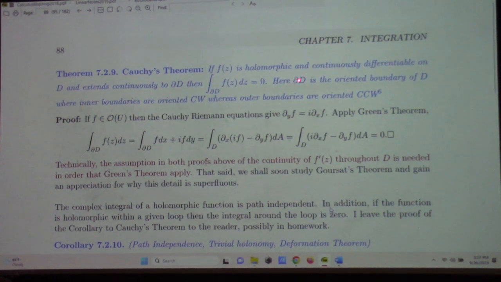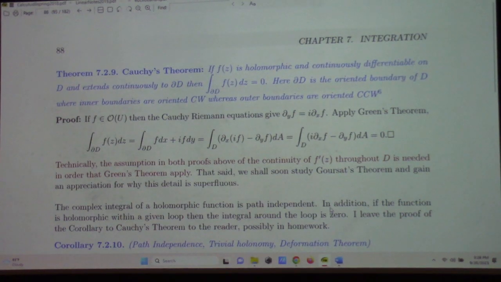Here we have to understand that the boundary of D is the oriented boundary of D, where the inner boundaries are oriented clockwise, whereas the outer boundaries are oriented counterclockwise. At this point, I'm going to put this away and explain what I mean by that. We'll look at the proof of Cauchy's theorem starting next time, okay, guys?